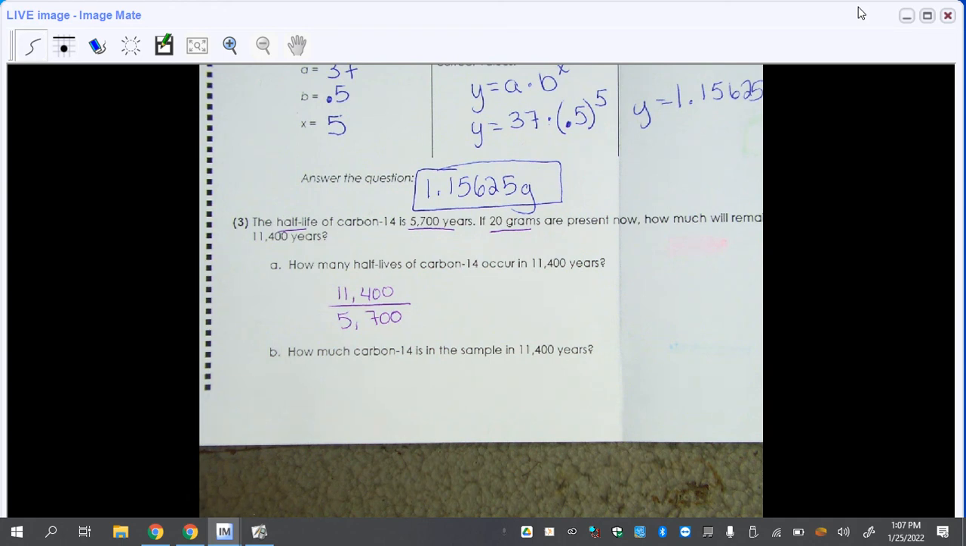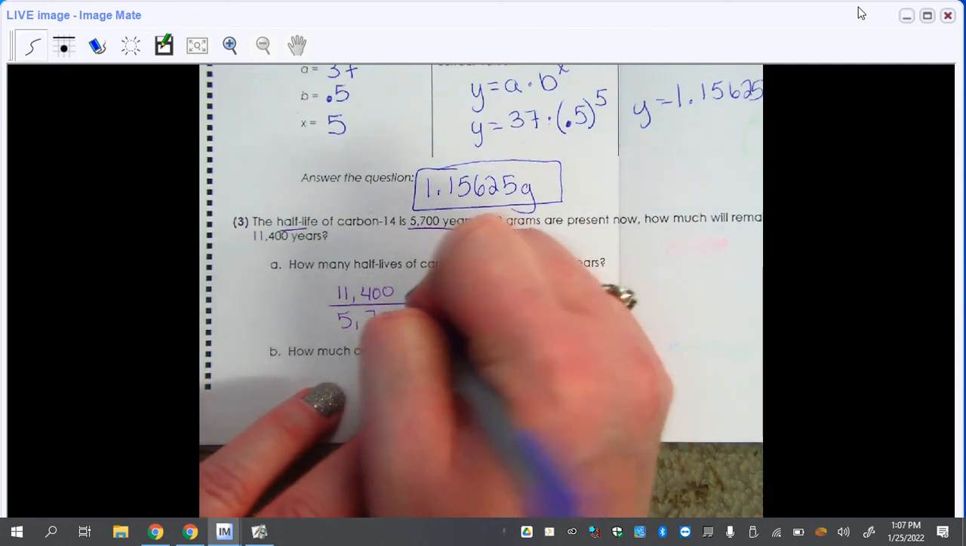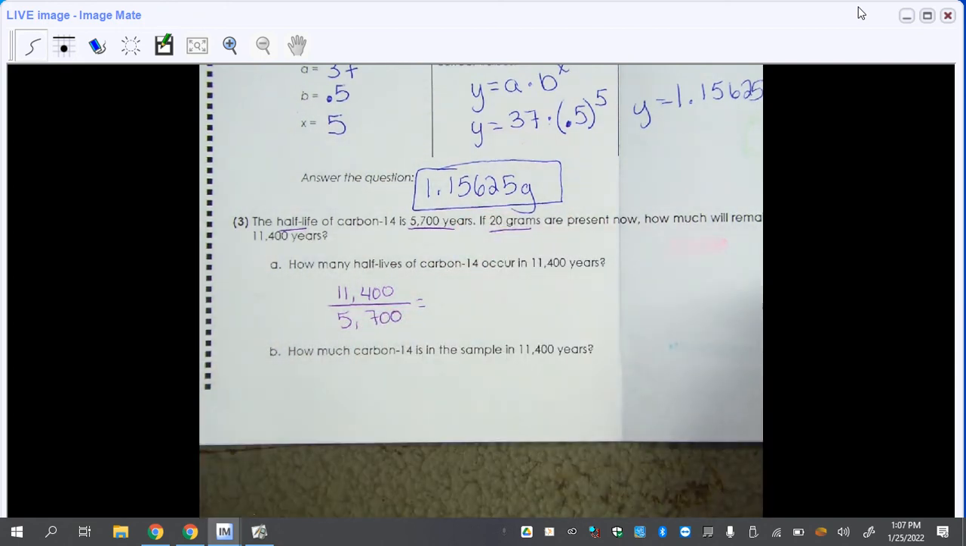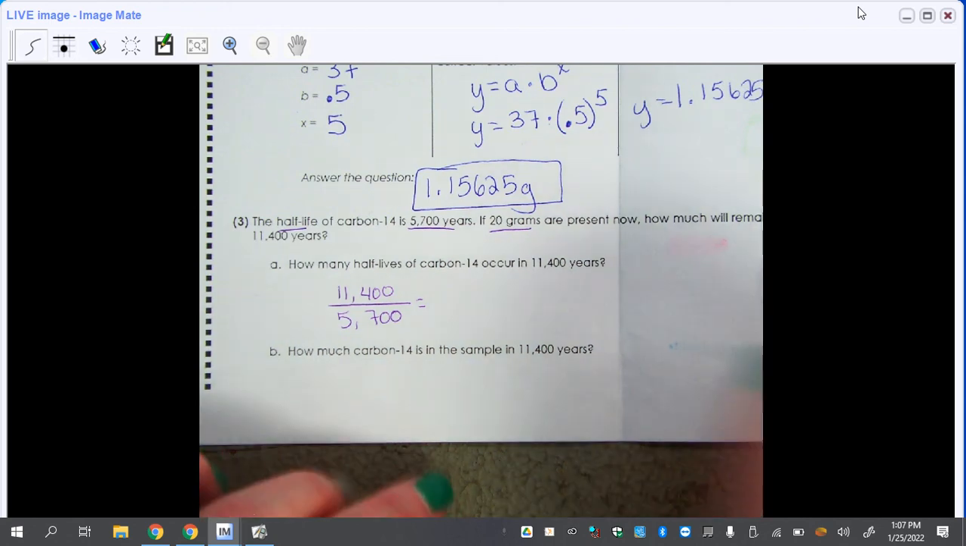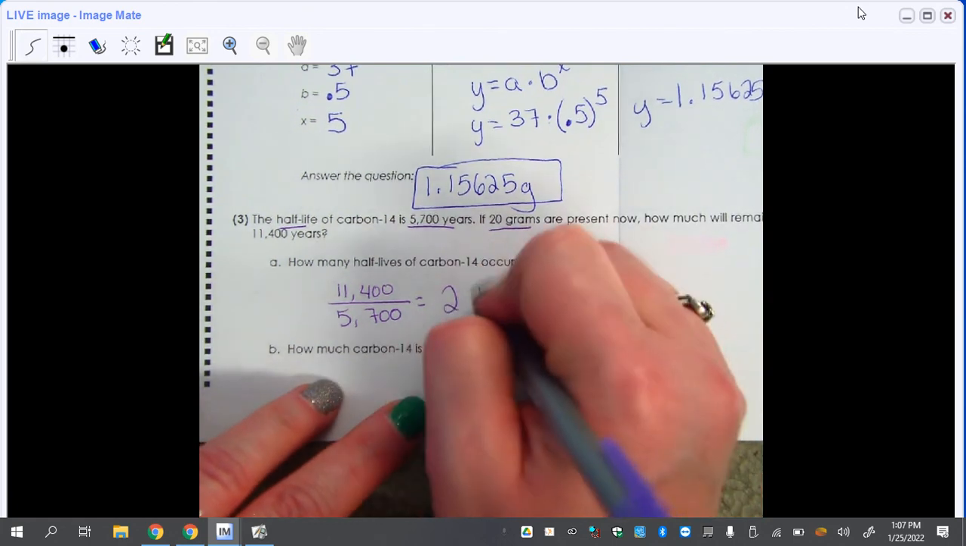So when we divide here, how many half-lives are occurring in 11,400 years? Anybody? Come on, use those calculators. It is 2. 2 half-lives.